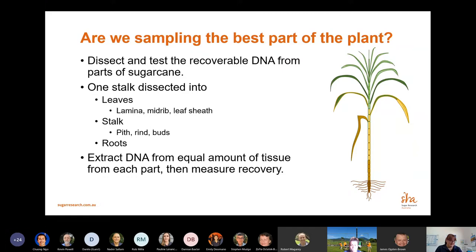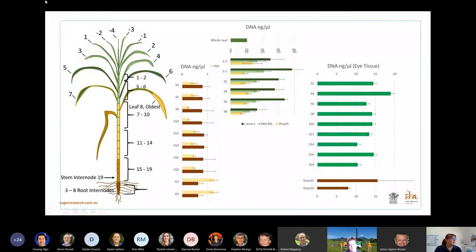Now, the results may look a little confusing, so I will talk you through what we have here. On the left-hand side, you'll see the same diagram that we had before. The leaves are all numbered from the first visible dewlap, which is here as number one. As you progress up the stalk, it goes minus one, minus two, minus three, minus four. And as you go down, it goes two, three, four, five, six, seven, and eight, which is starting to senesce. In fact, seven is starting to senesce and nine was just about dead.